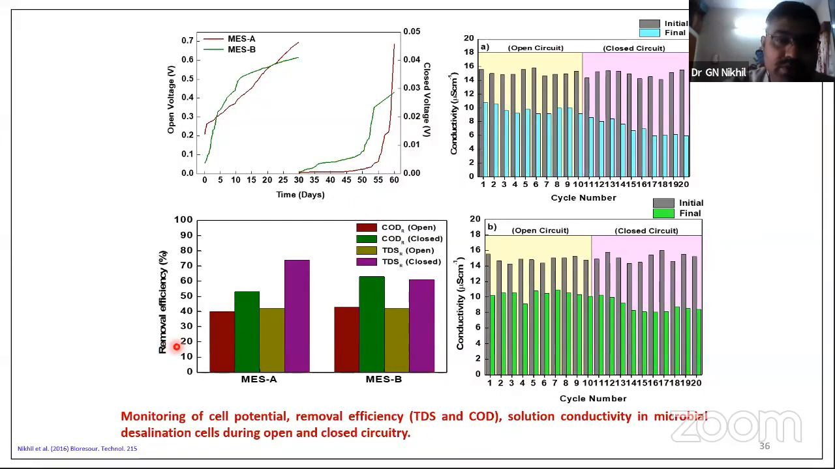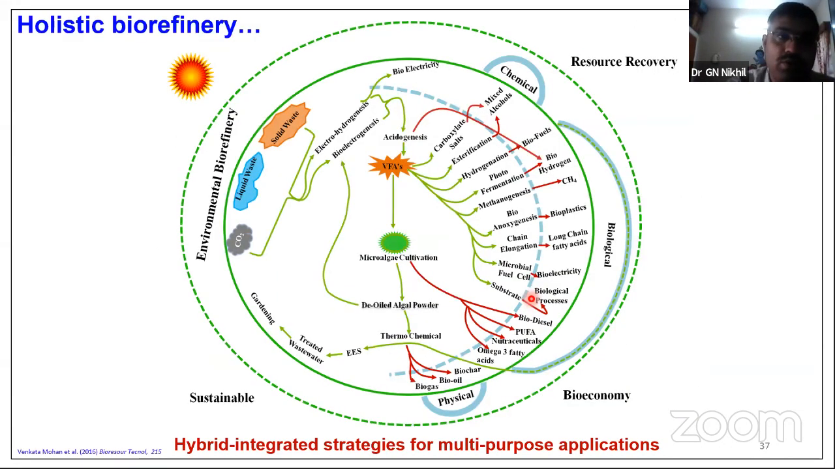And then, from a wastewater treatment perspective, we have measured COD as well as TDS, chemical oxygen demand and total dissolved solids. Accordingly, we observed that systems with an abiotic cathode resulted in better performance than the biotic cathode. Maybe further work must be carried out in order to make better conclusions. Yeah, that was with respect to the work which I've done on microbial fuel cells and bioelectrochemical systems.